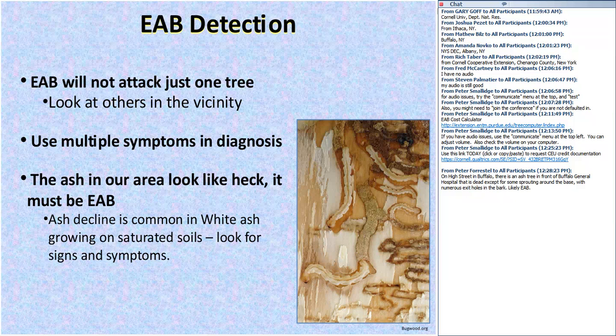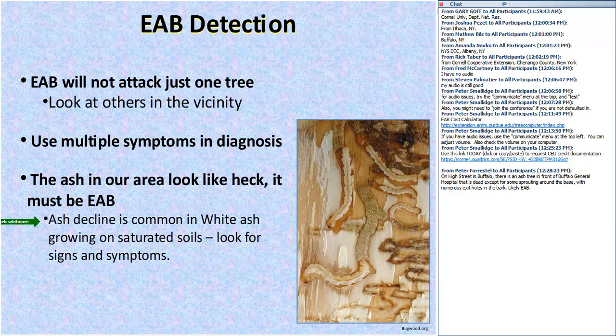And one of the big problems we deal with in New York State is that the ash in our area look like heck, and it must be EAB. And it's not, because ash decline is a very common disease here in New York State. Because we have so much white ash, New York and the Twin Tiers is like the center of density of white ash in North America.